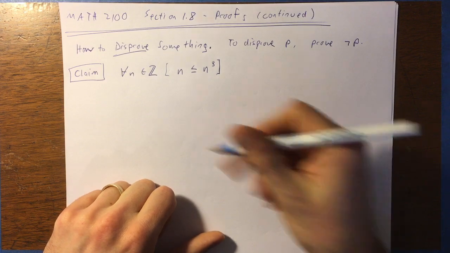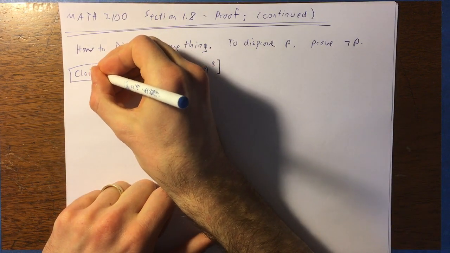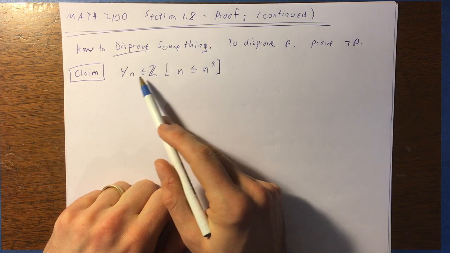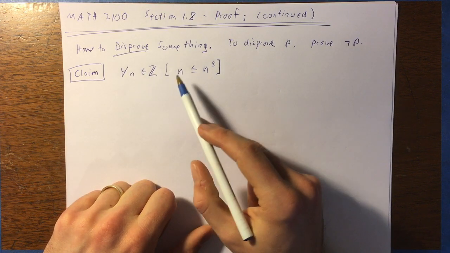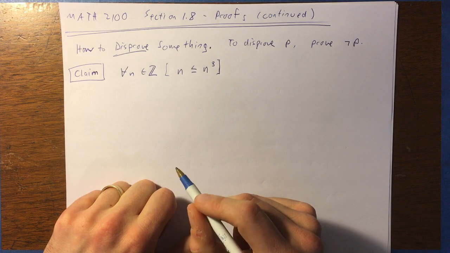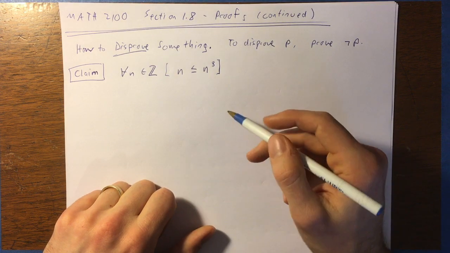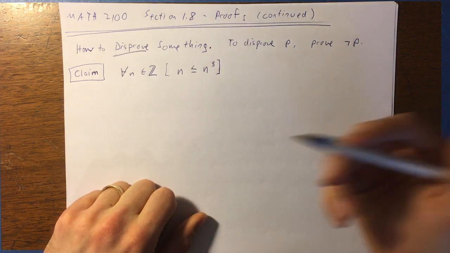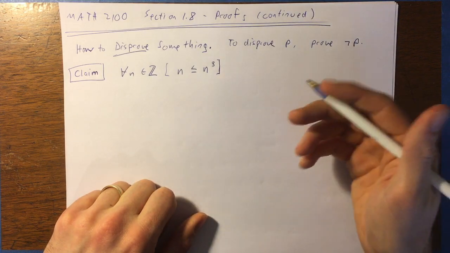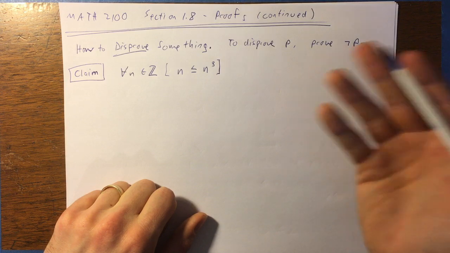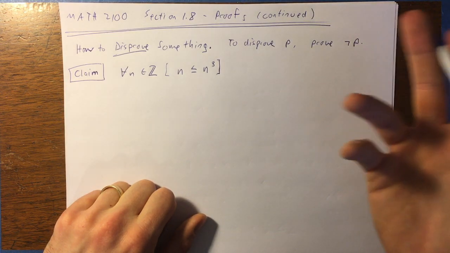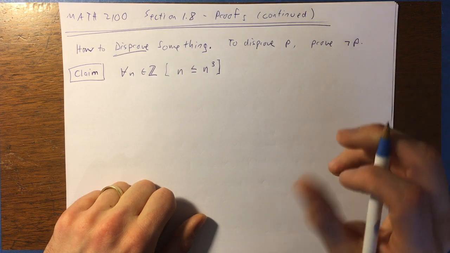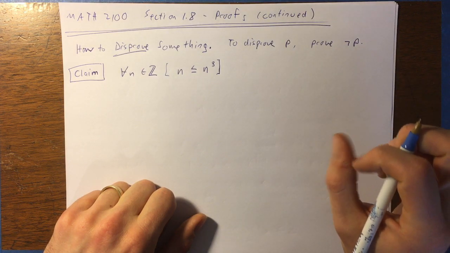Let's look at this claim. The claim is for all n in Z, so for all integers n, n is less than or equal to n cubed. Is that true? Well, 1 cubed is 1, so that would be the equals. 2 cubed is 8. The cube is bigger than 2, right? So 3 cubed is 27. Well, it got bigger when you cubed it. So it seems to be true, but in fact, it's not actually true. Let's show that this is false.